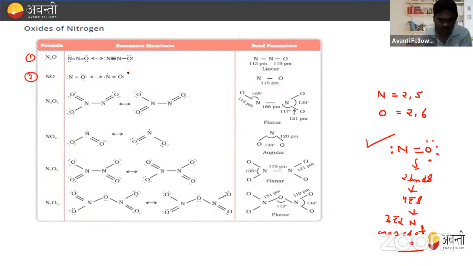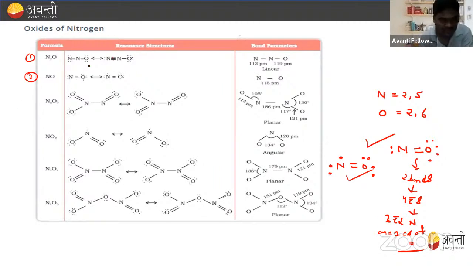This will also show resonance, in which the three-electron bond shifts. They will also form a structure like this: N, O, with 2, 4, and this will also have 1 and 2. Here also nitrogen will be 5. So two electrons of nitrogen and two electrons of oxygen will participate in this, and it will also form a structure like this. So these two possibilities are there, and these two are the resonance diagrams of NO.